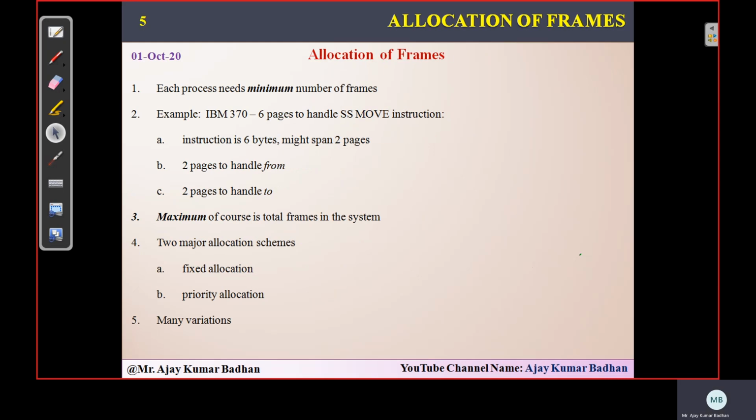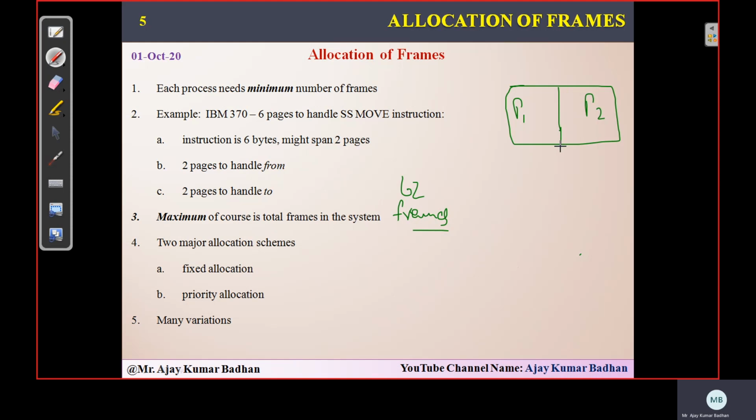And then the next important topic we have is allocation of frames. From the beginning, the question we have in our minds is how we can allocate the frames. Let us suppose I have two different processes here, P1 and P2. Let us suppose that I have 62 frames, and there are only two processes executing in the system.